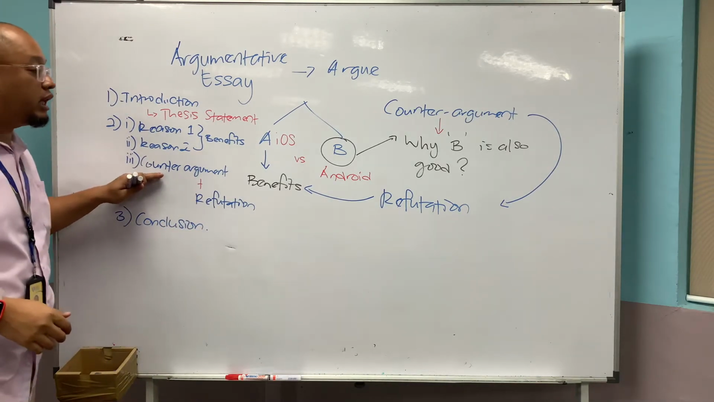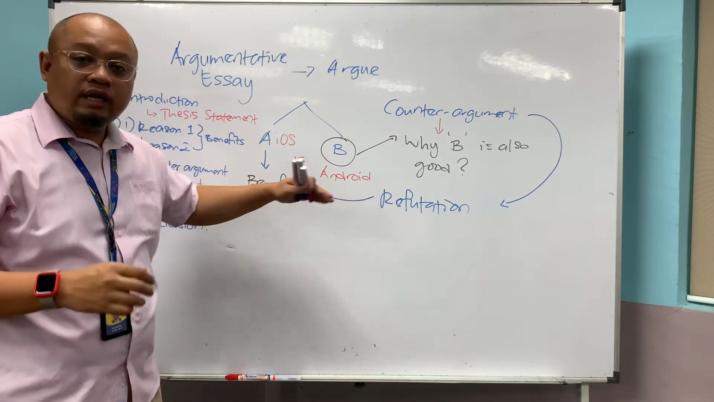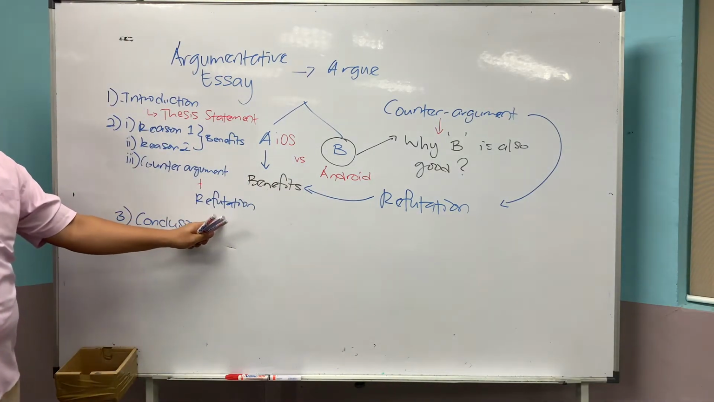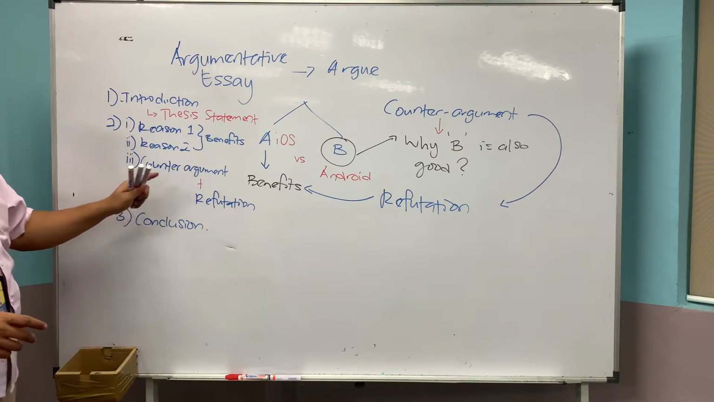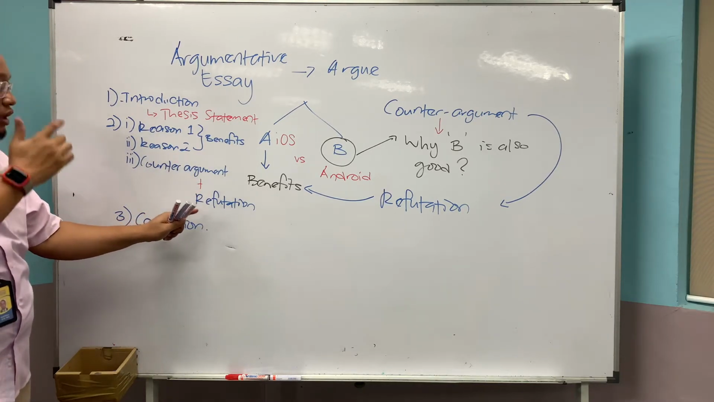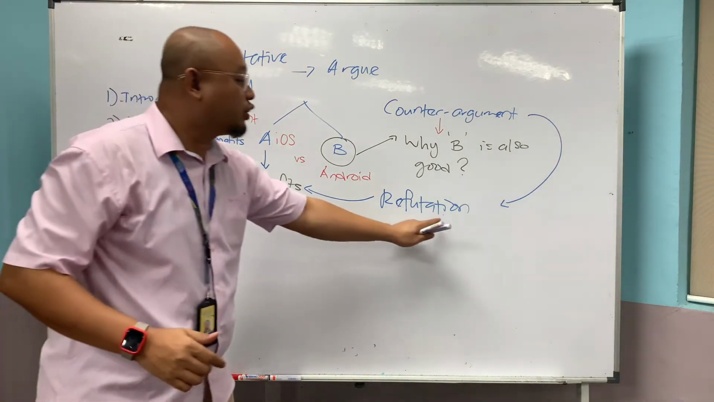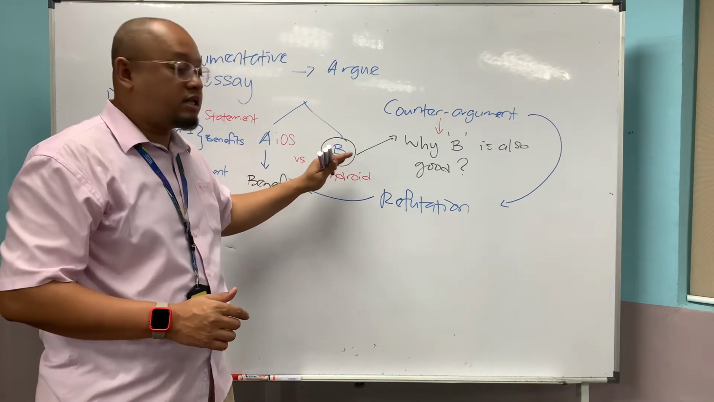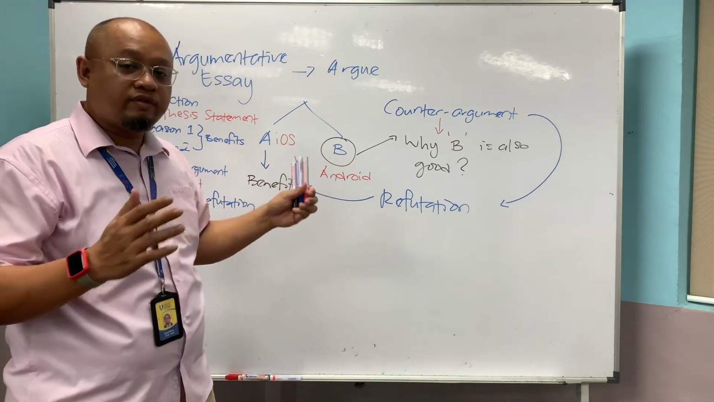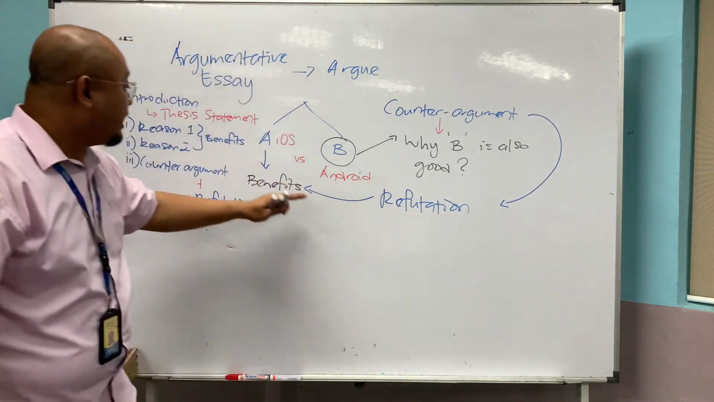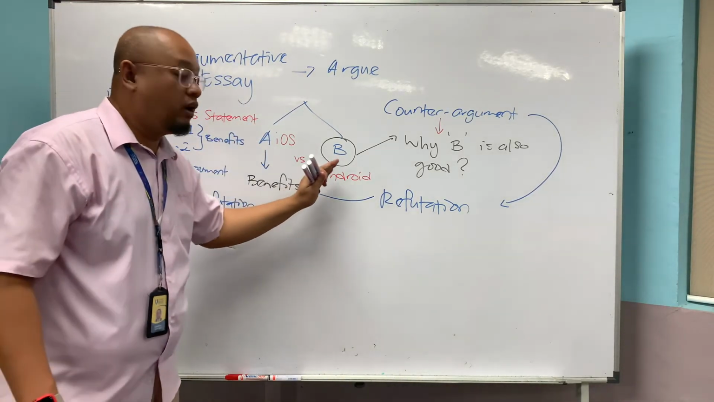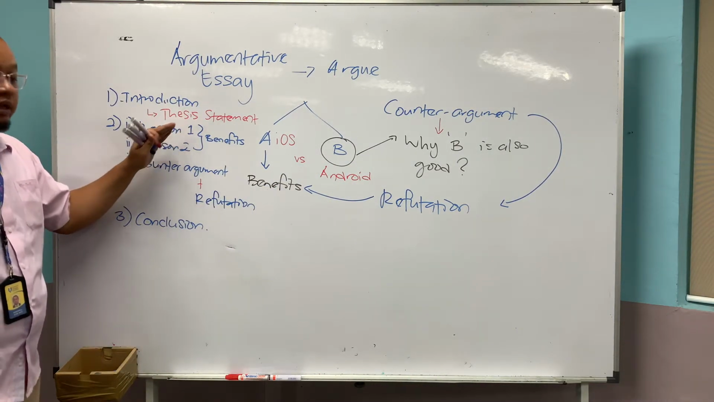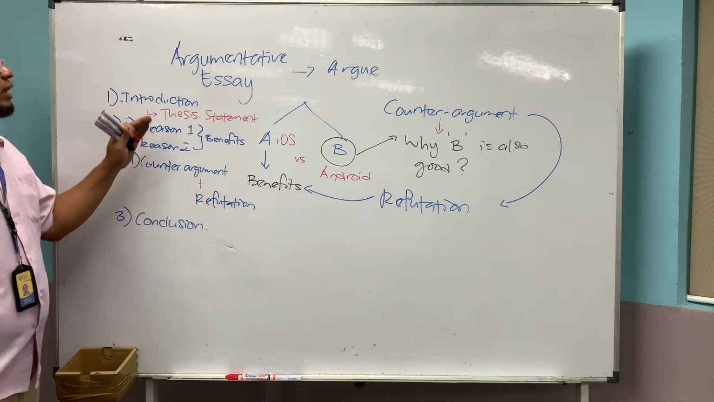So in the counter argument here, you're going to tell that Android is also good. To what extent? Okay, and then you have to go to the refutation. In the same paragraph, you need to have the counter argument and refutation. So in the refutation here, you go back, okay, though that Android is okay or good because of this reason, however, A is still the best compared to B because of the benefits stated before. So that is how you're supposed to write your argumentative essay.